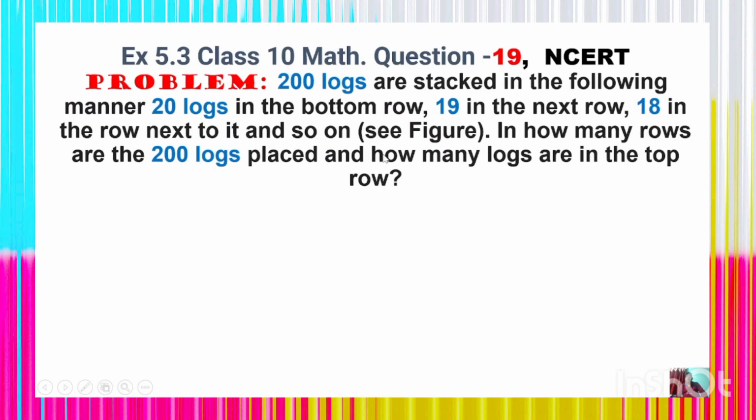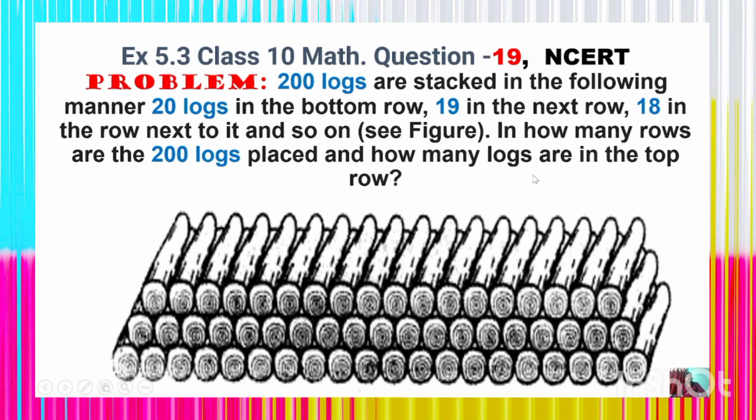Look at the problem here. 200 logs are stacked in the following manner: 20 logs in the bottom row, 19 in the next row, 18 in the row next to it, and so on. See the figure. In how many rows are there 200 logs placed and how many logs are in the top row?